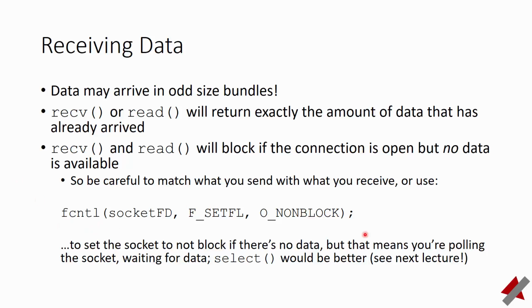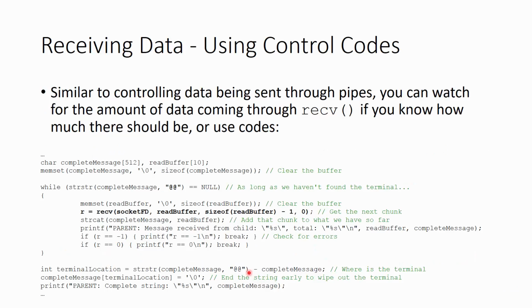There's a control function that'll let you set non-block on a socket. But if you do that, you'd have to be polling the socket, P-O-L-L-I-N-G, periodically to see if there's data in there, which is a computationally intensive process. There's a better function for that, which was invented just to solve this problem, and it's called select, and we'll talk about that in our next lecture.